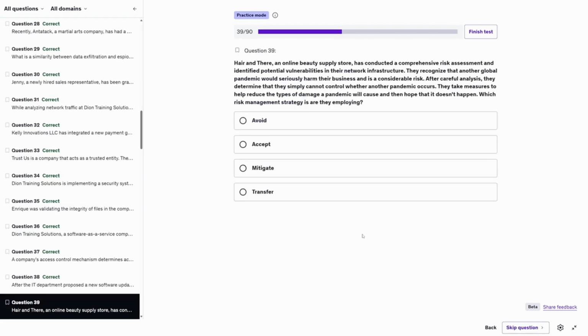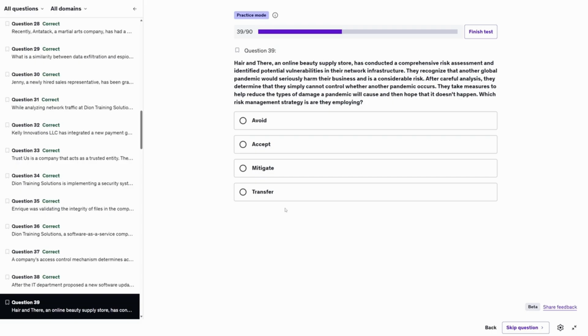Okay. Hair & There, an online beauty supply store, has conducted a comprehensive risk assessment and identified potential vulnerabilities in their network infrastructure. They recognize that another global pandemic would seriously harm their business and is a considerable risk. After careful analysis, they determined that they simply cannot control whether another pandemic occurs. They take measures to help reduce the types of damage a pandemic will cause and then hope that it doesn't happen. Which risk management strategy are they employing?